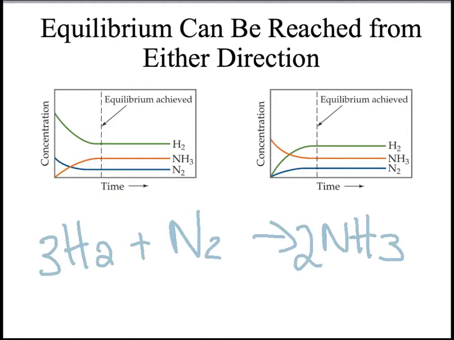Now, over here, you start with 0 reactants and lots of products, and if you compare these concentrations to these concentrations, you will notice that they are the same. In other words, equilibrium can be reached from either direction. In other words, you can start with products or you can start with reactants. It doesn't matter. You'll always achieve the same equilibrium.